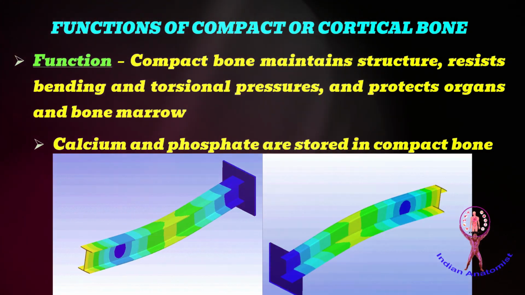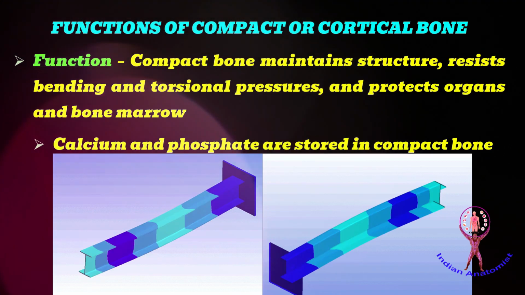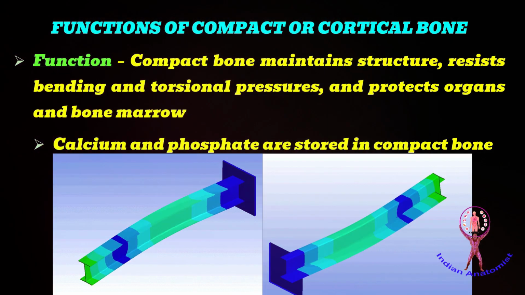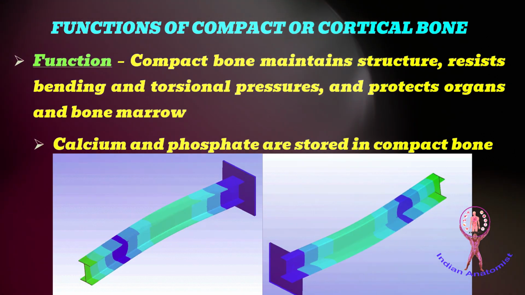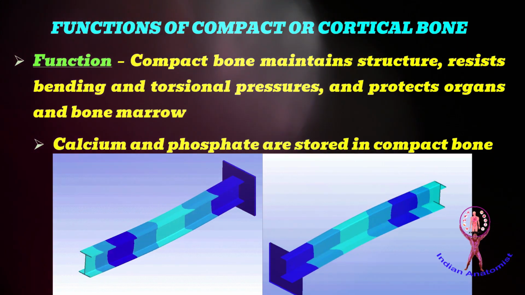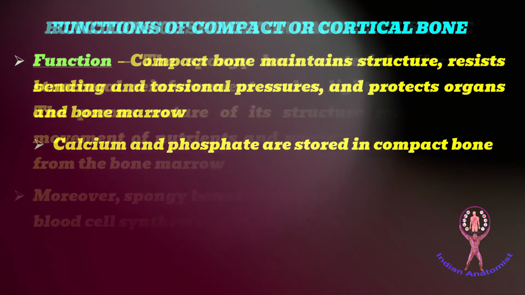The compact bone maintains structure, resists bending and torsional pressures, and protects organs and bone marrow. Calcium and phosphate are stored in compact bone.